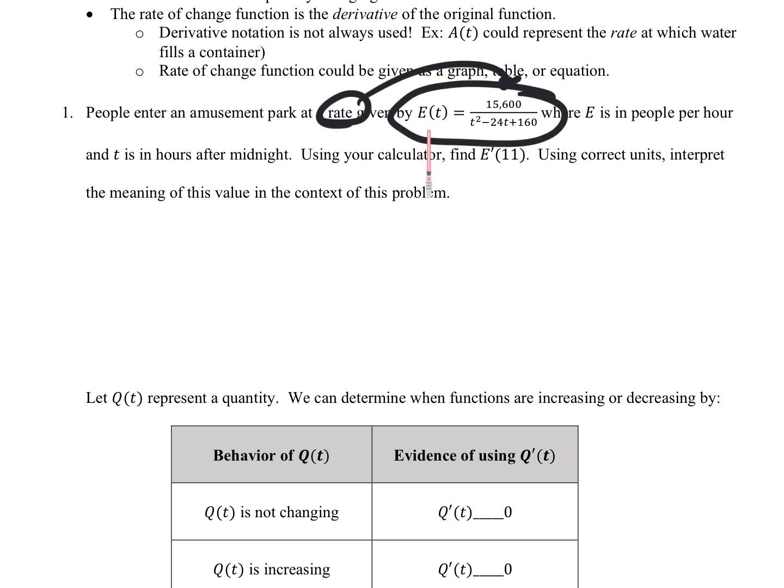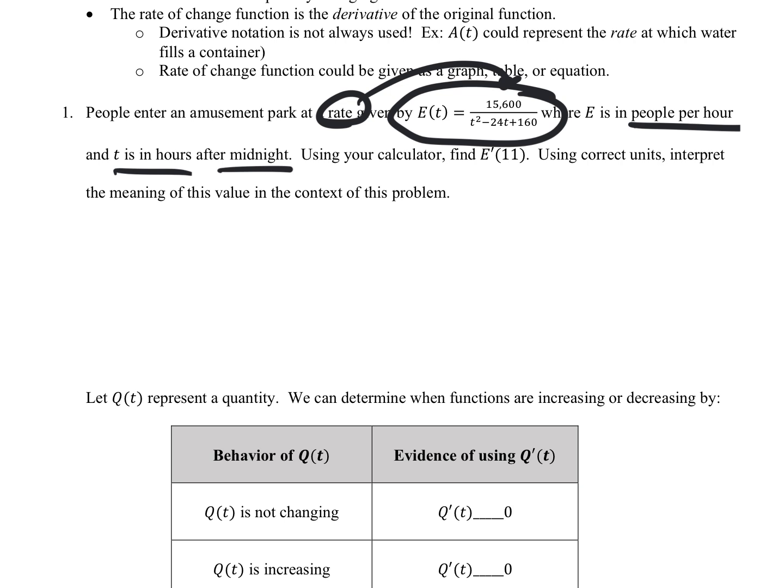That's really an E prime, if you will, even though they just named it E. E is people per hour. Okay, T is hours after midnight. Interesting. Use your calculator to find E prime of 11. Using correct units, interpret the meaning of this value. So let's go get our CALC, and they want E prime of 11.